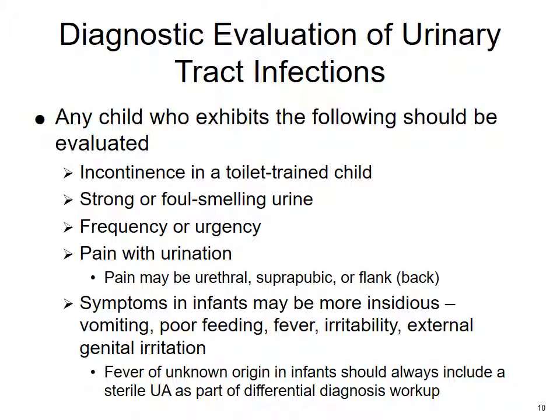Symptoms in infants are more insidious because they're not able to tell us what they're feeling. So some signs to watch out for would be vomiting, poor feeding, fever, irritability, and external genital irritation. Fever of unknown origin in infants always triggers a differential diagnosis workup to try and find the site of infection, and a sterile urinalysis, either by a straight catheter or by a suprapubic needle bladder tap, is always indicated for these infants to rule out a UTI.